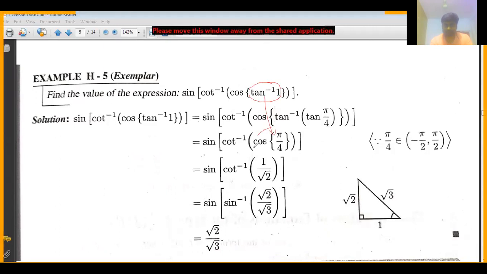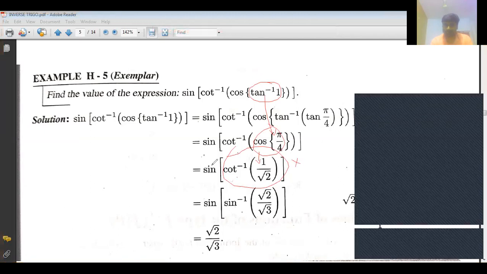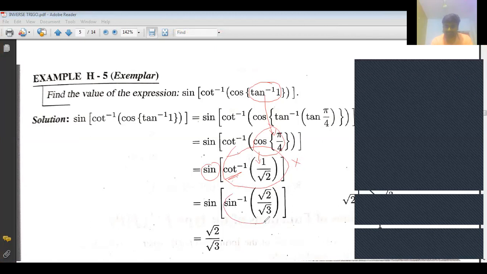Now tell me what is the value of cos 45? 1 by root 2. So now tell me what is cot inverse of 1 by root 2? Do you have any angle for 1 by root 2 in cot inverse? No. But outside what do you have? Sine. Inside also we need to have sine inverse. That's why cot inverse of 1 by root 2 I can write as sine inverse of something by using the triangle method.